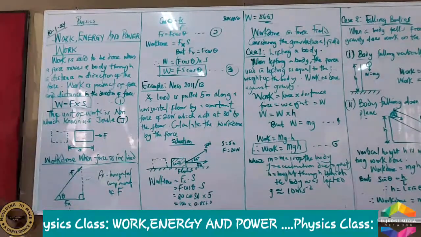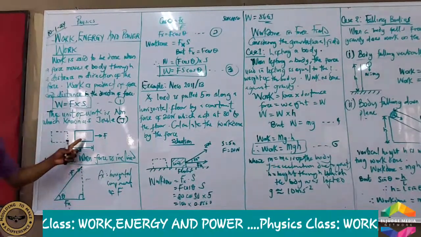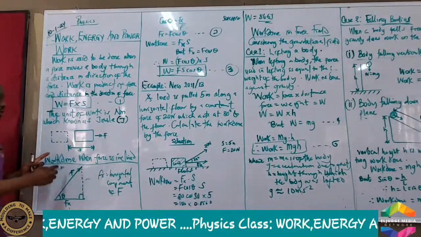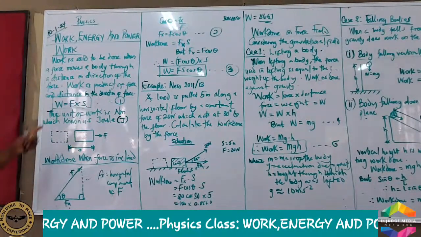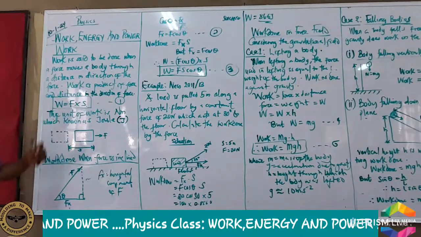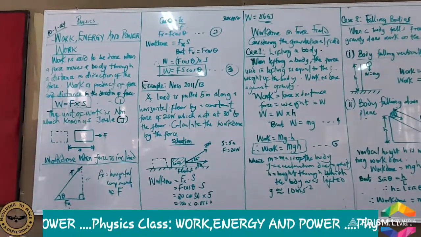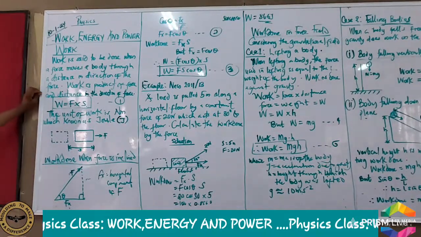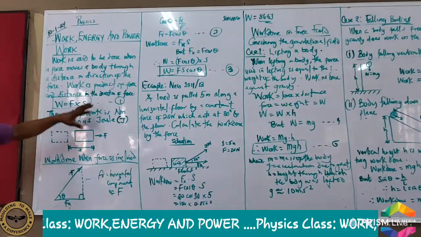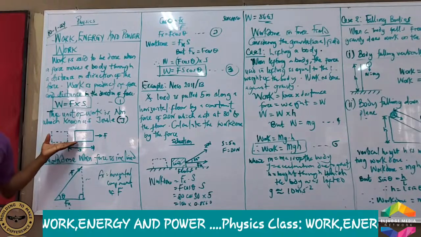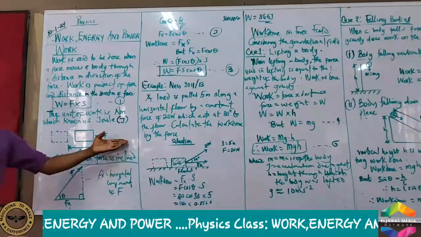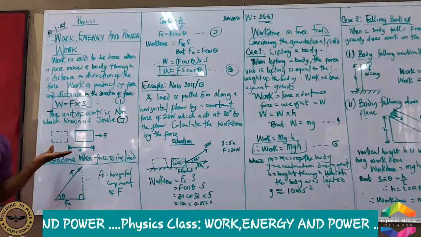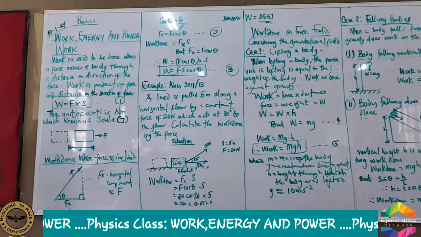Now we can see this object move from here to here. The distance S covered, and this is the force. We can write this formula as W equals F times S. Now let's look at another scenario. In this case, the force is in horizontal motion and has the same alignment with the distance covered.